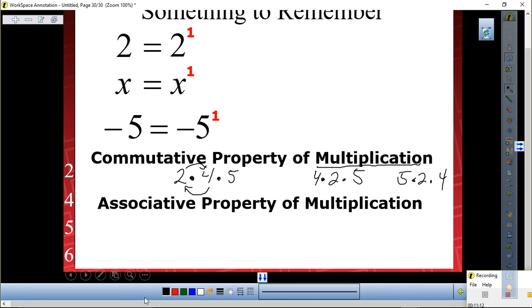Everybody got it? The second property is the associative property of multiplication. 2 times 4 times 5. How this works, this word associative comes from the word associate. Have you guys heard that before?